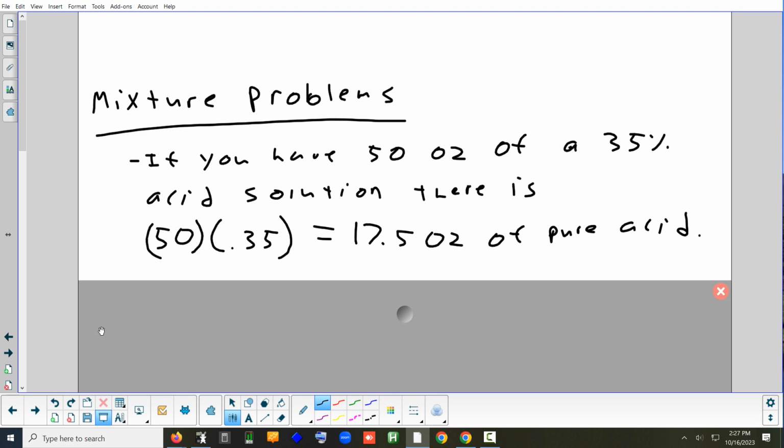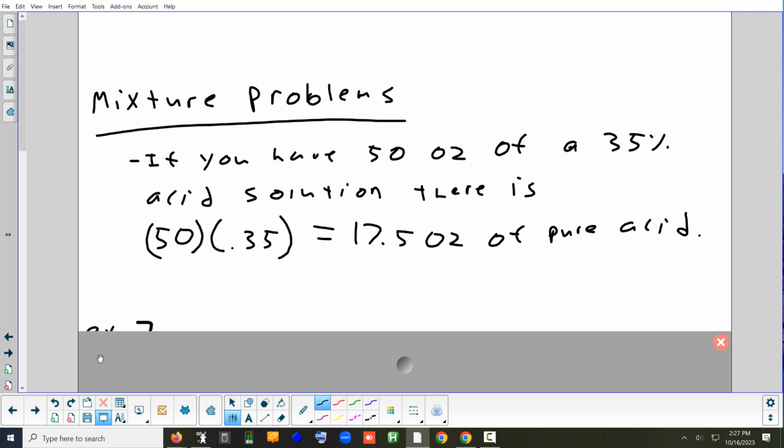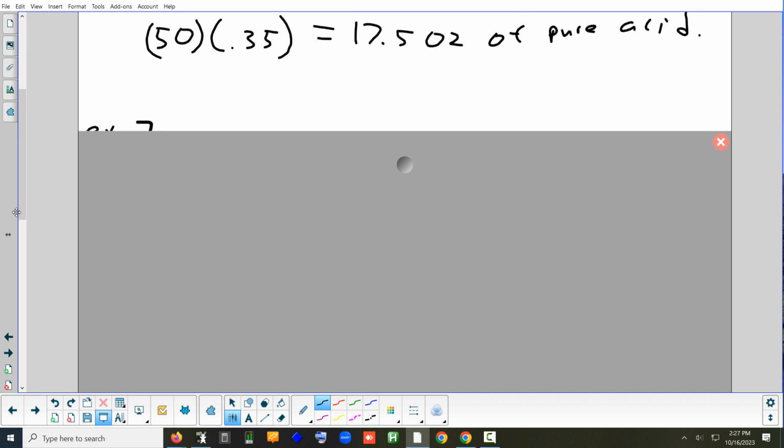So what if I had 50 ounces and I said 50% of it was acid? You'd do 50 times what? 25. And that would mean 25 ounces of the solution is acid. Okay. Any question on that idea? All right, as long as you get that, then the problem is pretty straightforward.